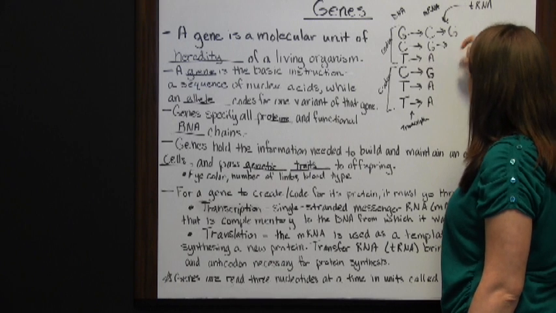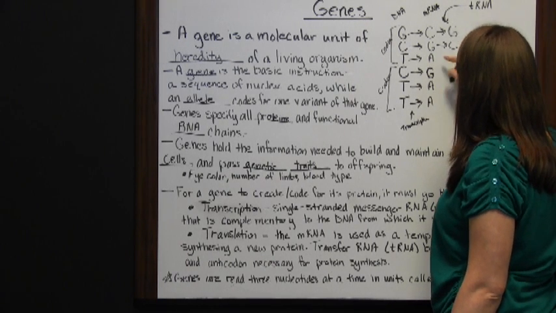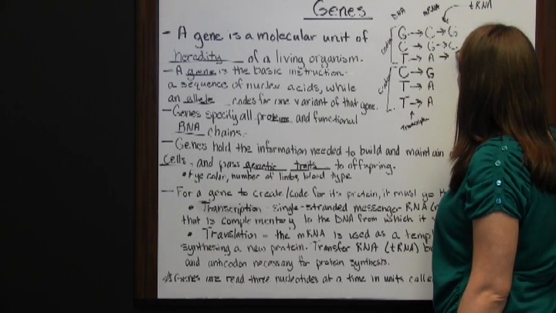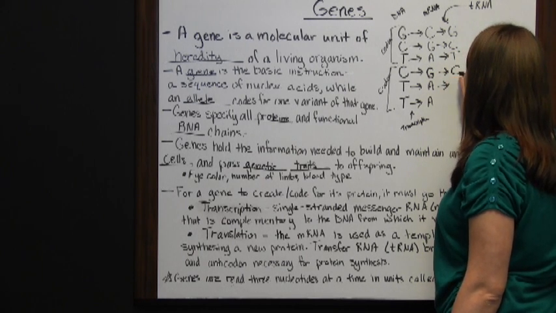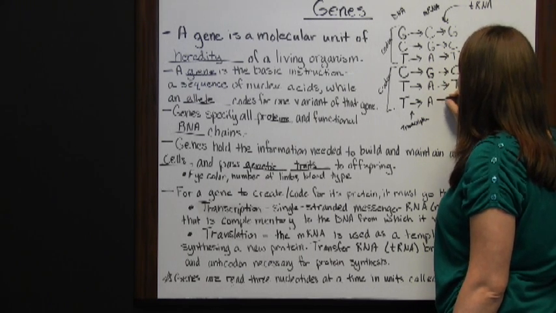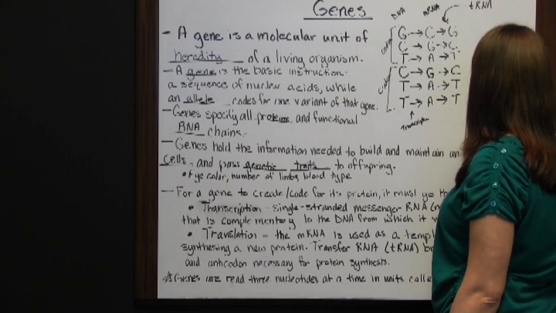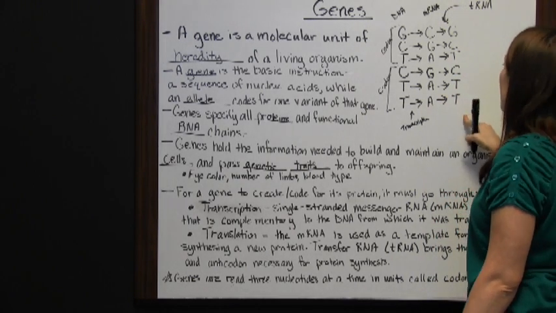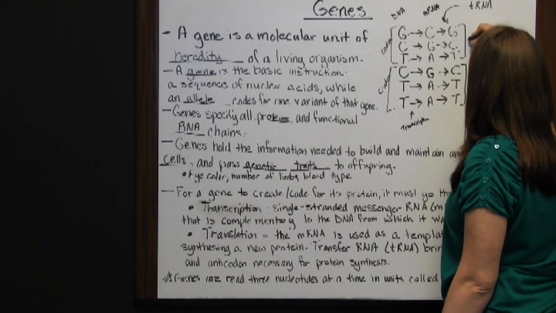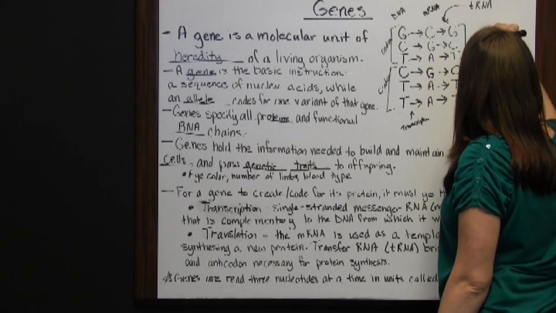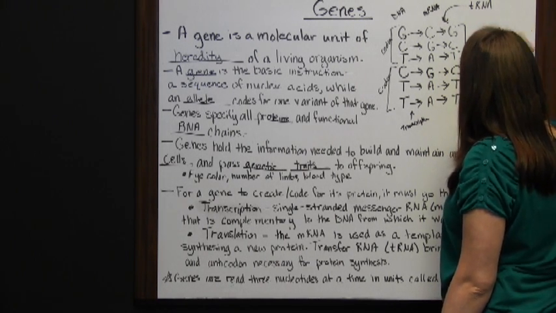And then it's going to bring cytosine back to pair with the guanine, thymine back to pair with adenine, cytosine back to pair with guanine, thymine to pair with adenine, and thymine to pair with adenine. So now, in a different part of the cell, you've got these codons, and they're gonna code for a certain protein.